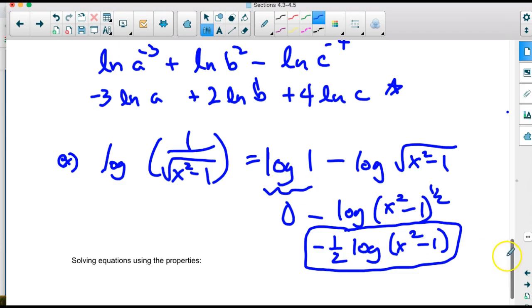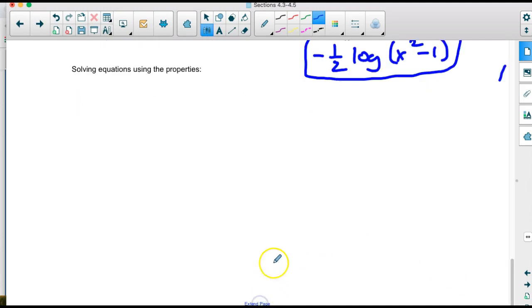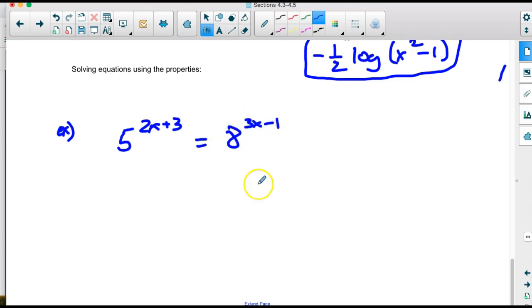Okay, so solving equations. So when I use this to solve equations now, there are several different types of problems we would run into here. So I'm going to do a couple of different examples. 5 to the 2x plus 3 equals 8 to the 3x minus 1. So let's start with this one.